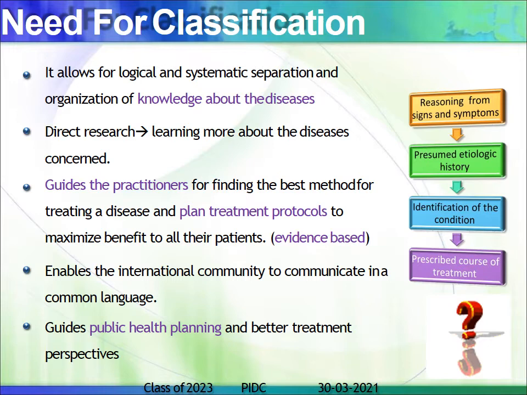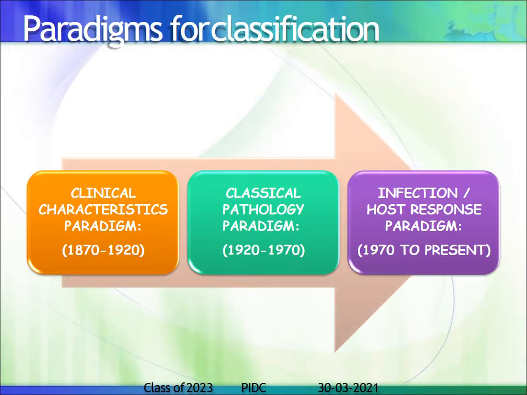better treatment perspectives. So basically, when a patient comes to you, there would be signs which are seen by you, symptoms which are told by the patient. You should try to reason out from the signs and symptoms of the patient, then ask the patient's history, go in for a presumed etiologic history, then go in for the identification of the condition, and then prescribe a course of treatment. So this is how it will go in order when you are going to see a patient.